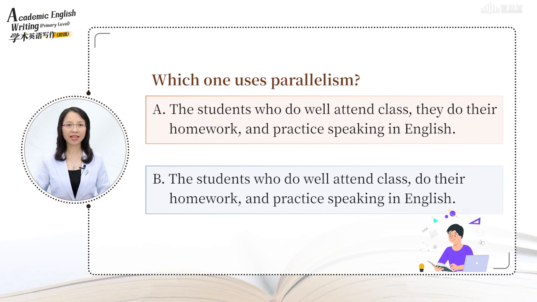Sentence B is in parallel structure because the three verb phrases, attend a class, do their homework, practice speaking in English, are used in a row to describe what the students who do well usually do.